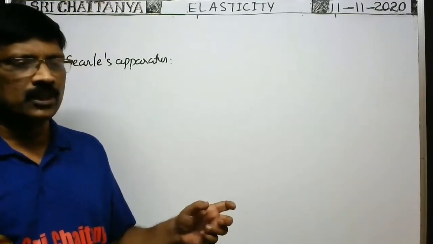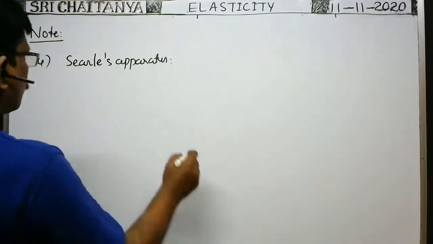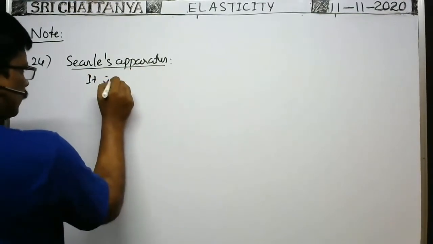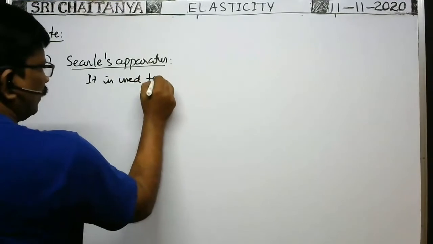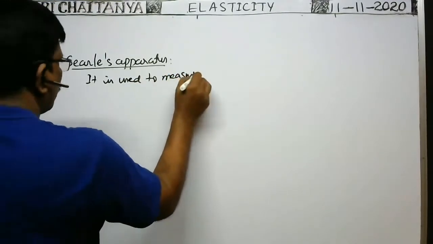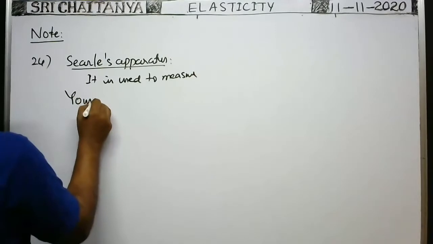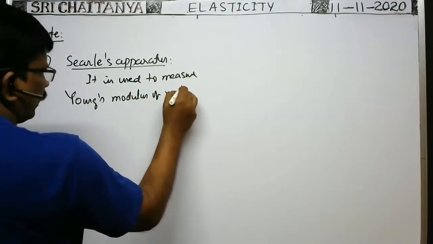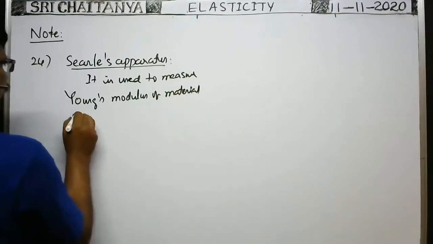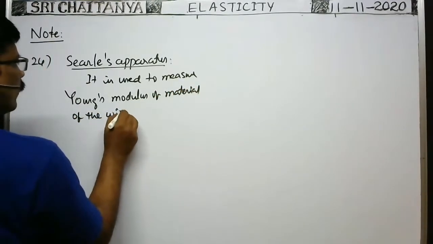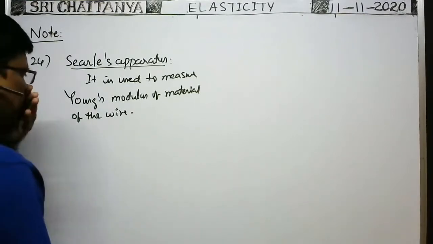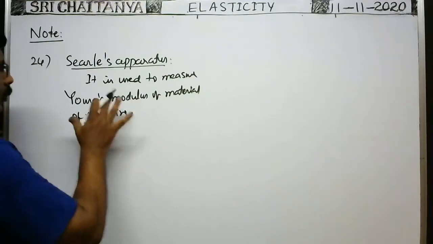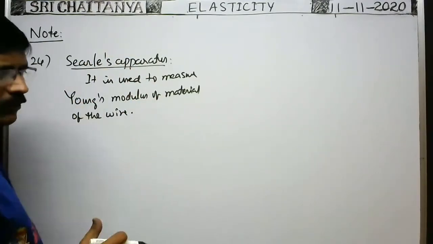అంటే Searle's apparatus ఉపయోగించి మనం Young's modulus of material of the wire ని find out చేయొచ్చు. So this is the device used to measure Young's modulus of material of the wire. దీంట్లో actually I don't want to say the total construction and working because it is not in our syllabus.